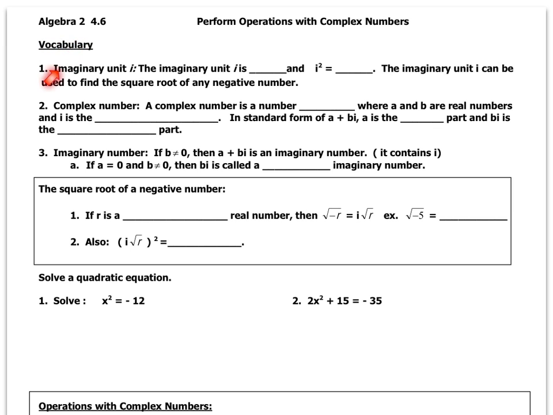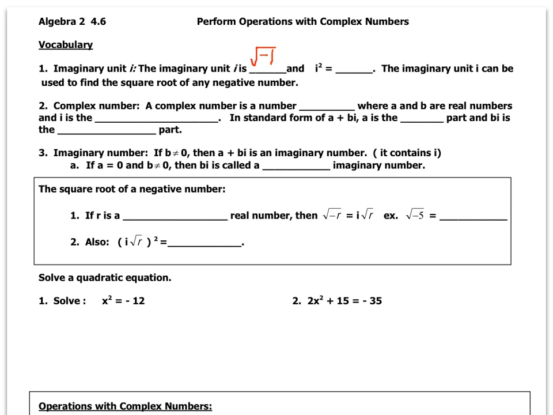So some vocab, an imaginary unit is what we call i. Okay, so i is obviously a letter you've used for years. It's going to have a new meaning now. So the imaginary unit i is this. What it represents is the square root of -1. If you put the square root of -1 in your calculator, it's going to give you an error message.